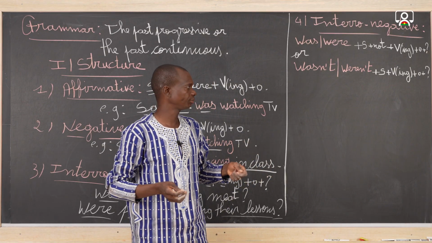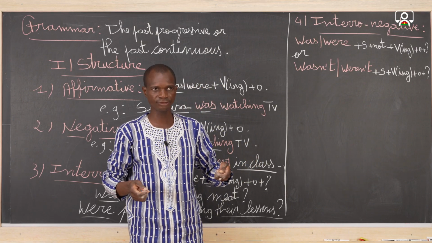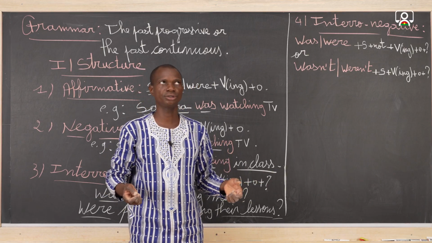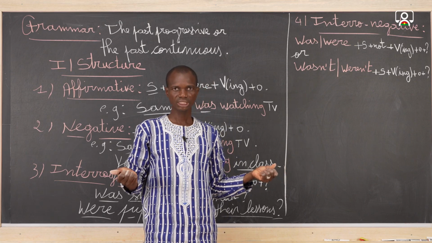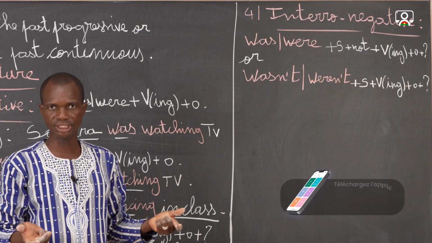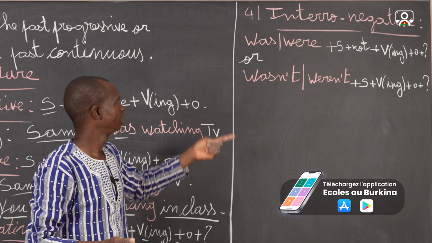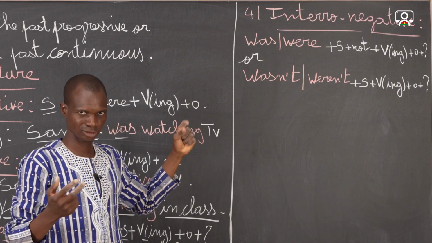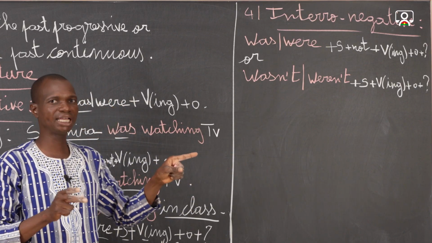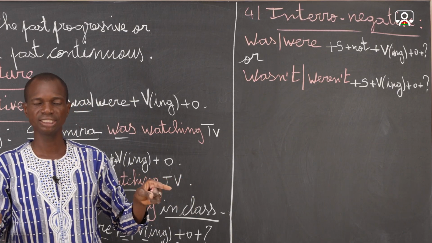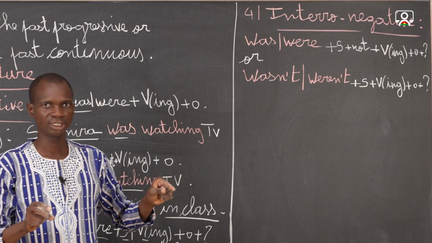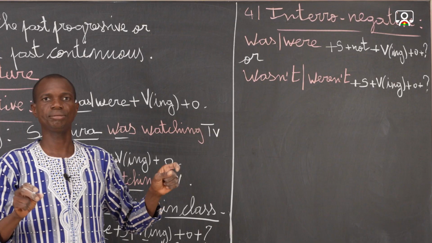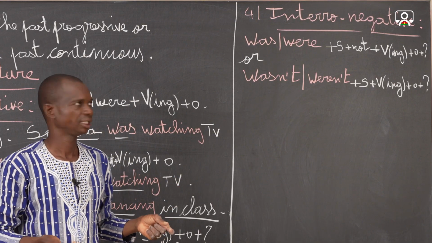Now, if, for example, you are asked to give the interrogative negative form of a sentence, as for example, I was eating some rice, you have the possibility to choose the contracted or the uncontracted form. For example, a person who says, was I not eating some rice? It is correct. If his neighbor says, for example, wasn't I eating some rice? This is also correct.